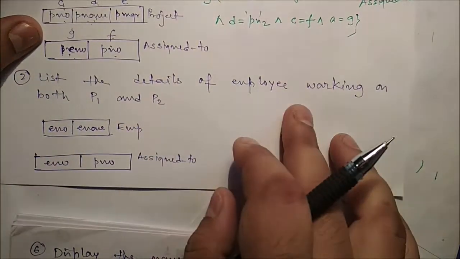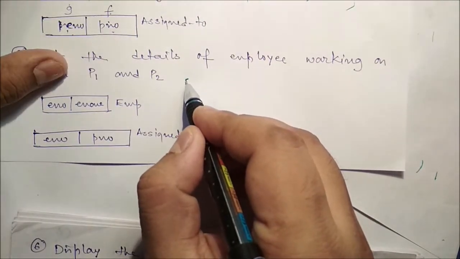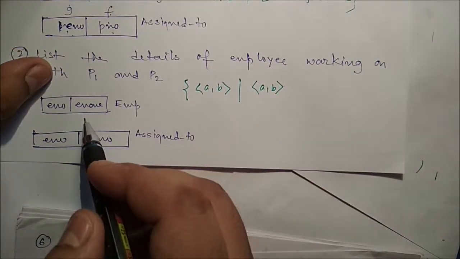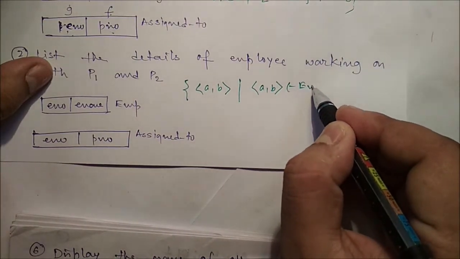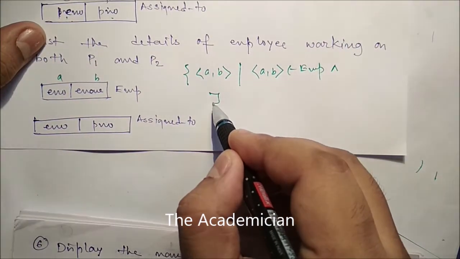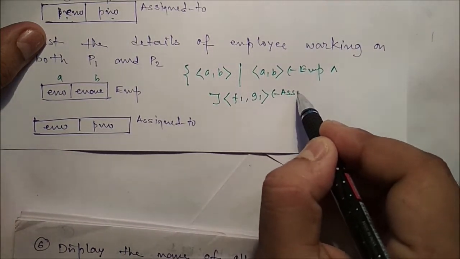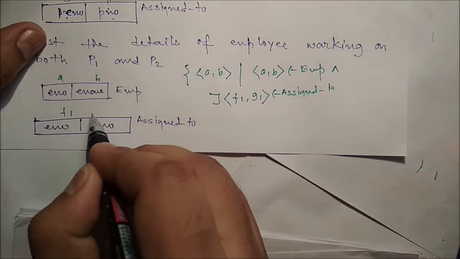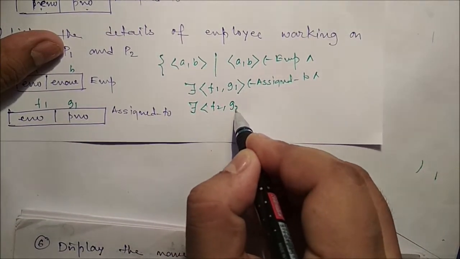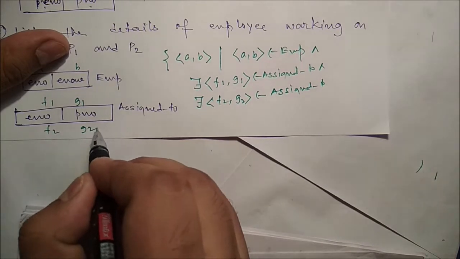Next, list the details of employee working on both P1 and P2. So we need A and B, where A and B belong to employee, and there exist some F1 and G1 belonging to assigned to, and there exist F2 and G2 belonging to assigned to.